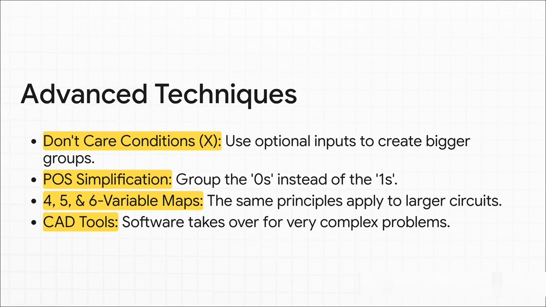You can also group the zeros instead of the ones, which gives you a different but equivalent answer. And yeah, you can do maps with 4, 5, even 6 variables by hand, but for anything bigger than that, you're going to use software. But guess what? That software is using the exact same principles we just learned.